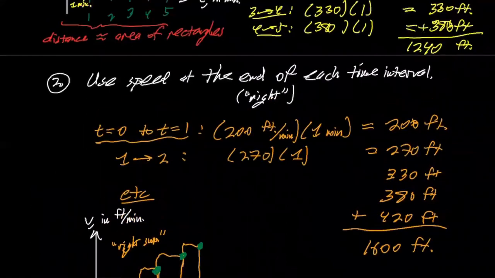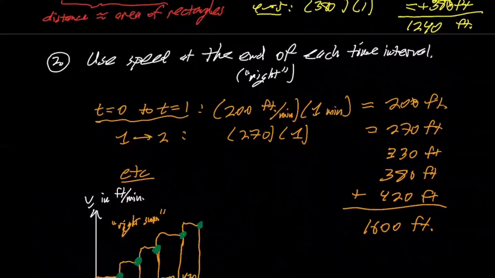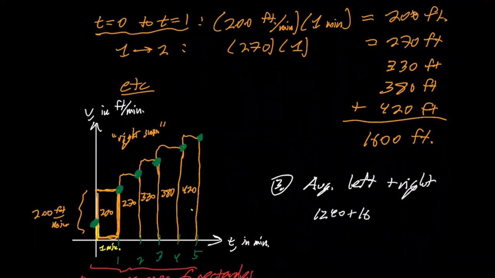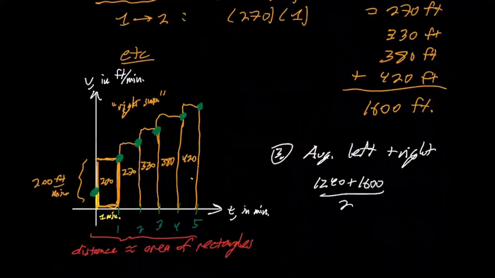Again, we could average the two. So maybe a third approach would be to average them. Average the left plus the right estimates. And so that would be 1240 plus 1600 over 2. Ooh, 2840, 1420, I think. So that could be a third estimate we could come up with if we like.